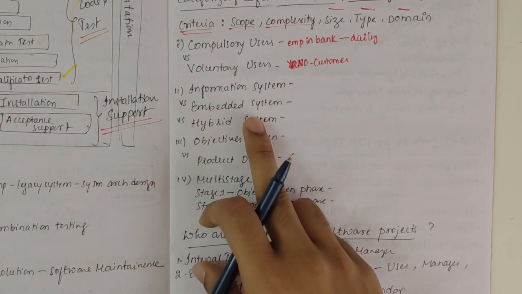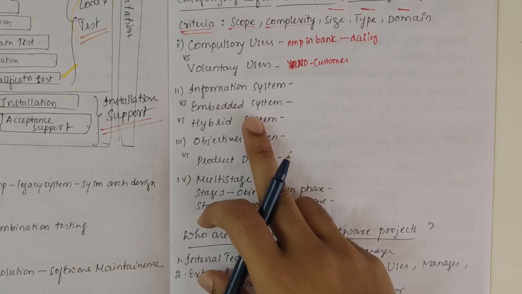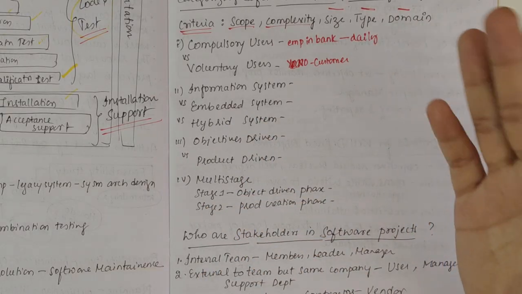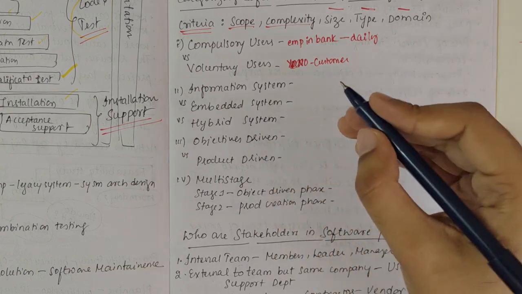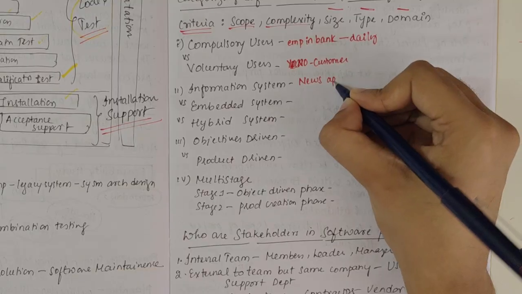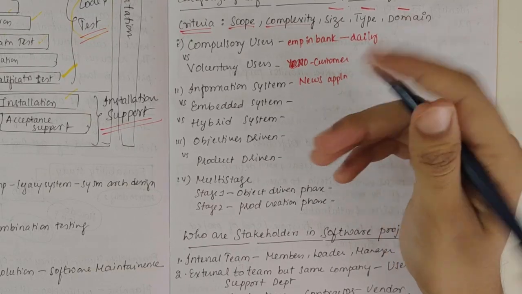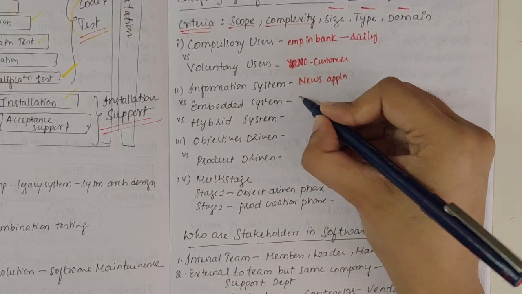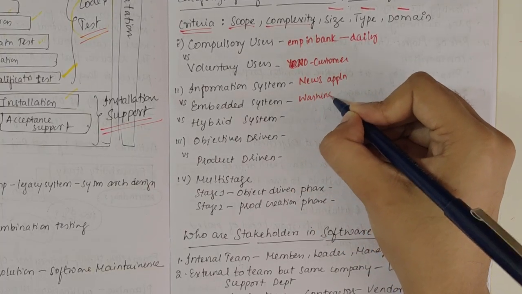Then we have information systems and embedded systems. An information system is purely data based, where just the information is given out. An information system could be the news application which we have. And an embedded system is a combination of hardware and software. An embedded system could be the washing machine which we have.